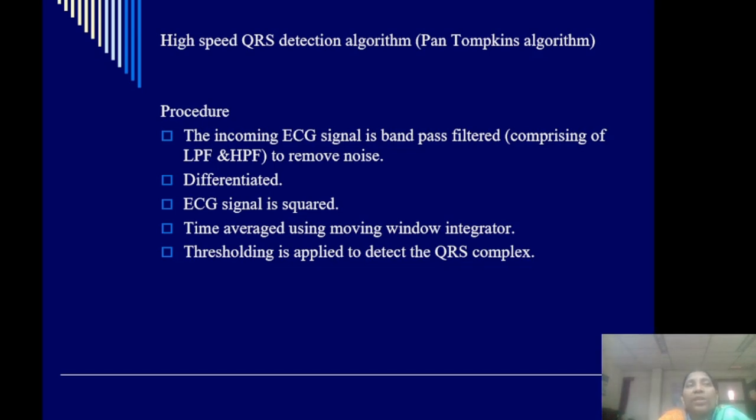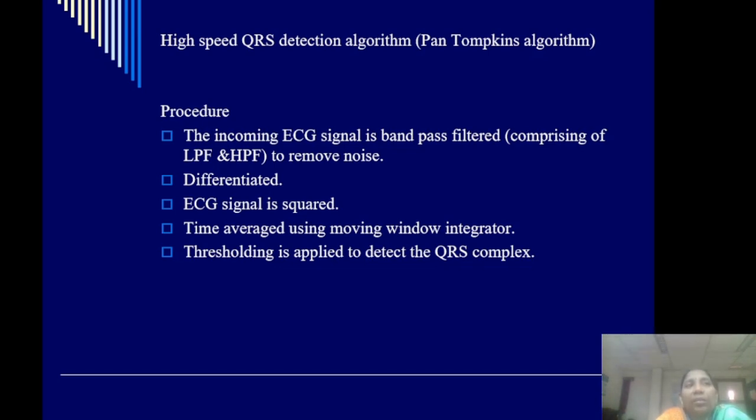Then, after filtering using the band pass filter, the ECG signal is differentiated. We'll be applying a first order differentiator or second order differentiator to differentiate the signal. Then the ECG signal is squared. Why are we squaring the signal? To remove any negative peaks present, because our ultimate aim is to detect the QRS complex from the ECG signal.